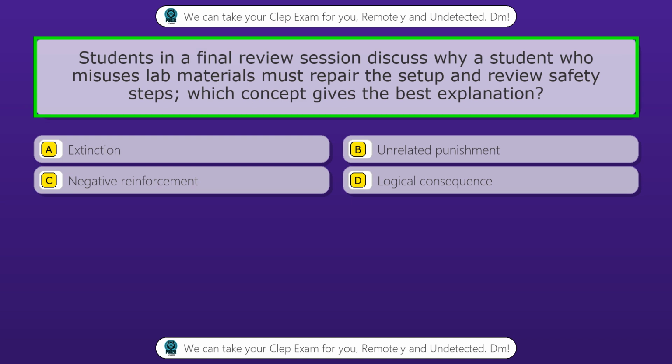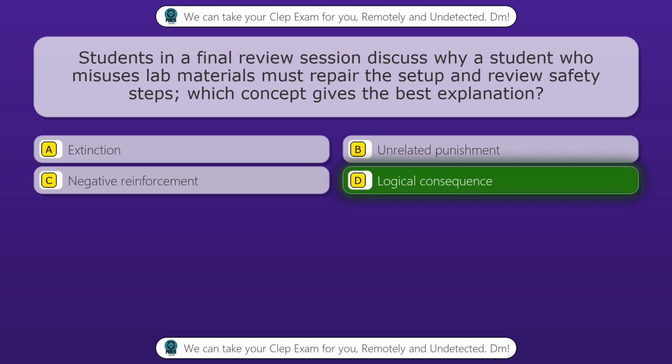Question 73. Students in a final review session discuss why a student who misuses lab materials must repair the setup and review safety steps. Which concept gives the best explanation? Option A, extinction. Option B, unrelated punishment. Option C, negative reinforcement. Option D, logical consequence. The correct answer is option D, logical consequence.